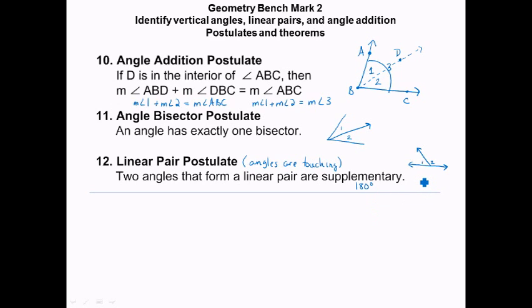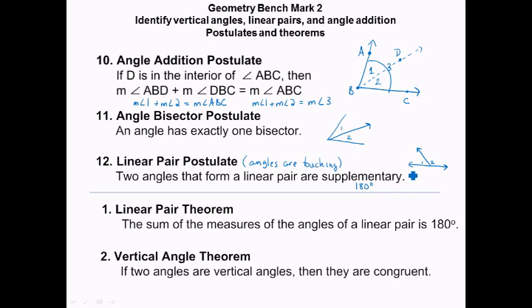Okay, now we're going to get our first two theorems. The difference between a theorem and a postulate is that a theorem has had to be proven. We don't just accept them as true. So we either have to prove them or somebody else has had to prove them. And we have two of those.